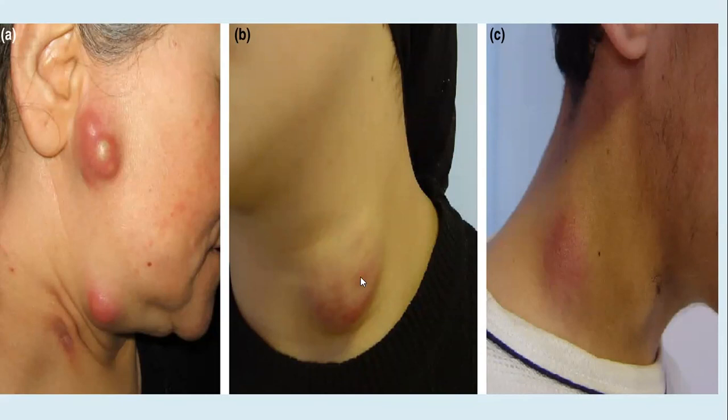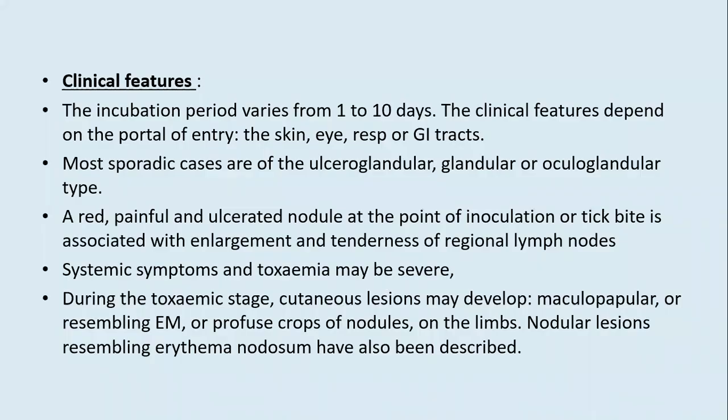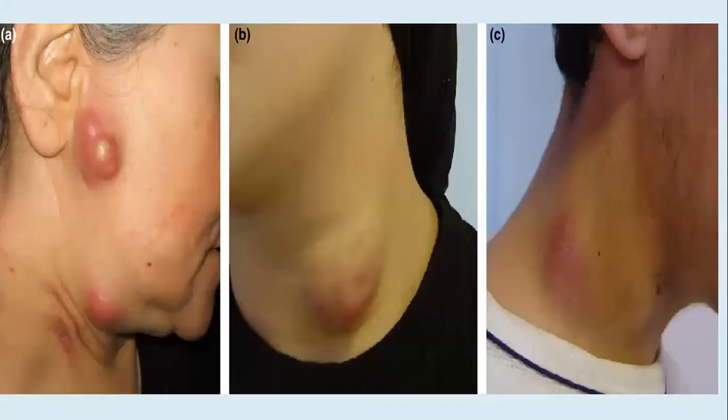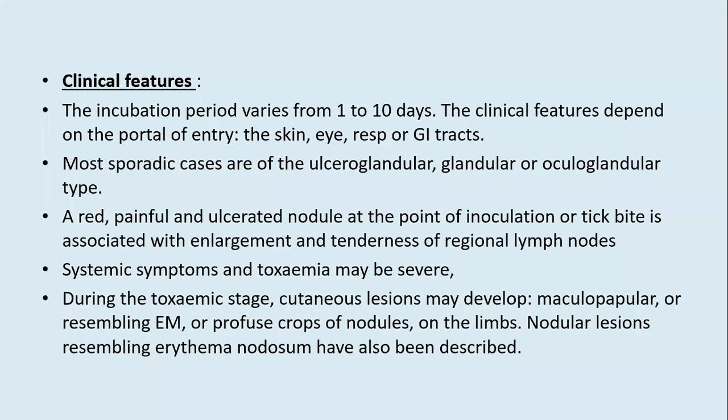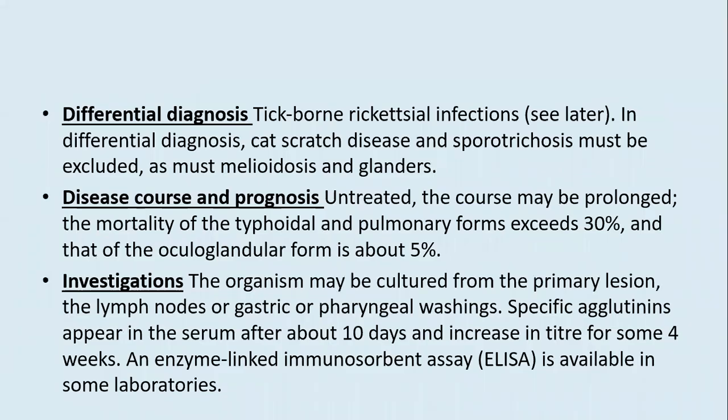These are the nodular or papular lesions of tularemia. Differential diagnoses include tick-borne rickettsial infection, sporotrichosis, cat scratch, melioidosis, and Glanders. Untreated course may be prolonged. Mortality of typhoidal and pulmonary forms exceeds 30%, oculoglandular form 5%.